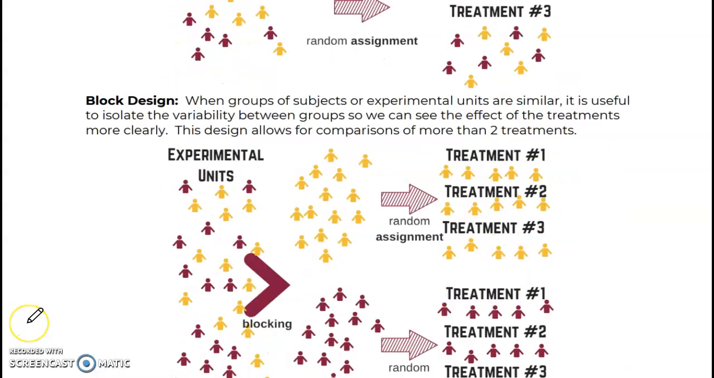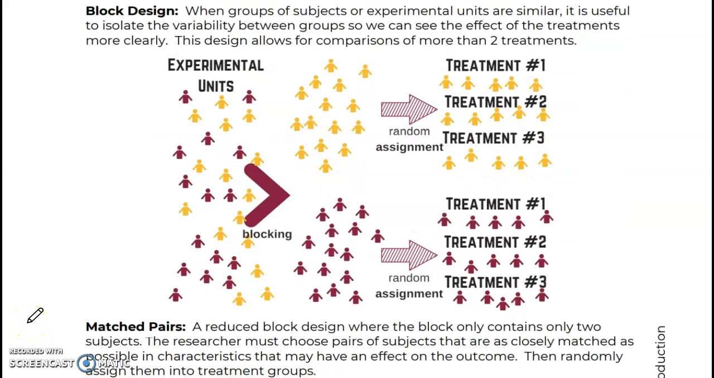The next design is our block design. This is where we split up the groups into different blocks. And usually we divide them by some characteristics that we may think has an effect on our outcomes. So we may want to block them by gender, and then within each group, they're going to be assigned to the different treatments. Again, one of the treatment groups often is the control group that receives no treatment at all. And so this is very similar to a stratified sampling technique.